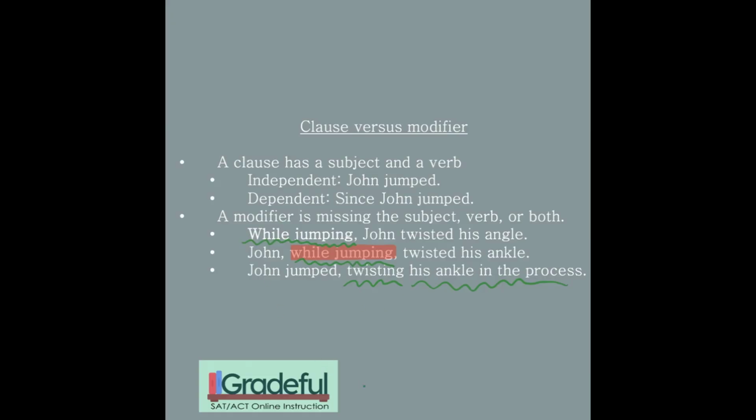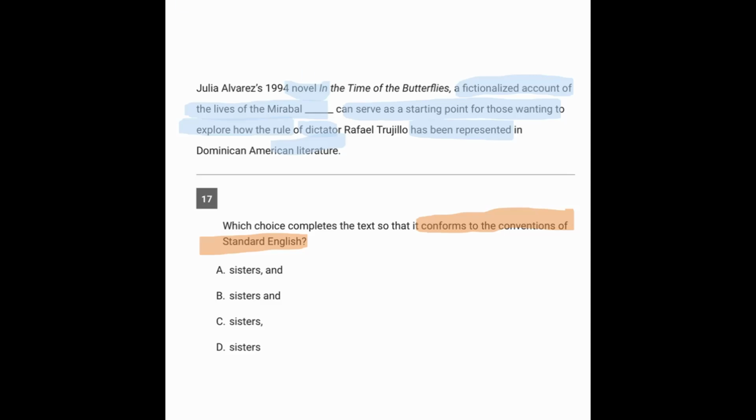Now coming back to this question, here we're seeing "the novel, a fictionalized account of the lives of the Mirabal sisters, can serve as a starting point." So this is the middle modifier. Starting again, we have this novel, which by the way is a fictionalized account of the lives of the sisters, can serve as a starting point for those wanting to explore how the rule of the dictator has been represented in this literature. So once again, this part here is a middle modifier. It's like a timeout in the sentence.